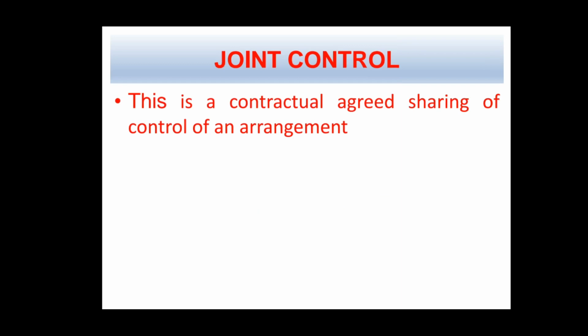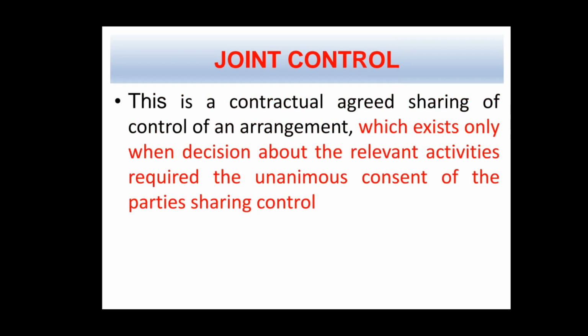This is a contractually agreed sharing of control of an arrangement, which exists only when decisions about the relevant activities require the unanimous consent of the parties sharing control. That is, when two or more businesses come together to carry on a business, before it can be regarded as a joint arrangement, key decision making must require unanimous consent of the parties involved. That is, no party has influence over the other.